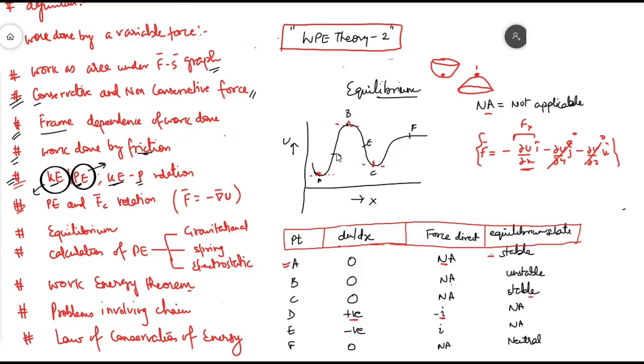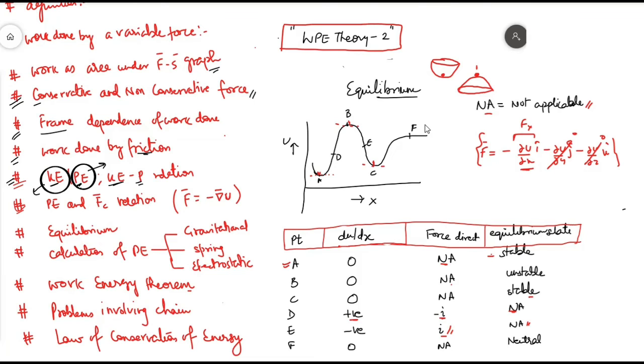And again this is neither a stable nor an unstable equilibrium state, so this is not applicable. Now at point E your slope is negative, or your dU by dx is negative, and the negative of negative becomes positive, so the force is going to be in the positive x direction. And again this is not an equilibrium state, so we are going to call it NA.